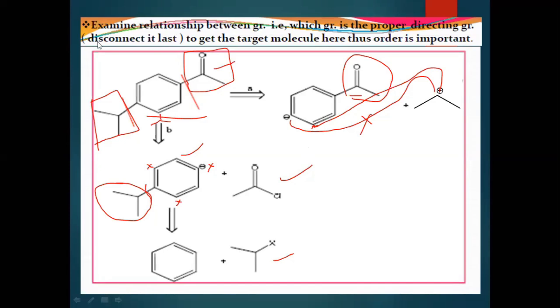So examine the relationship between the groups. What type of group is present in the target molecule, you need to examine first, and then you need to do the disconnection in a proper way. So which is the directing group, and if you cleave this particular one first, then you need to think about the other group, whether it is an ortho para director or meta director. Suppose you know that this electron withdrawing group is a meta director, then donating groups are ortho para directors.